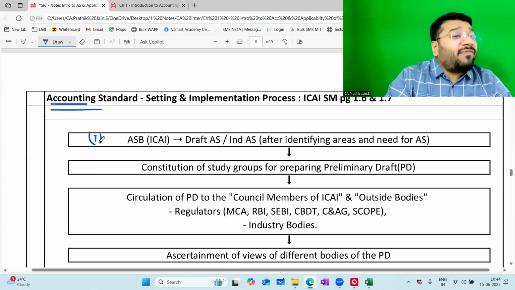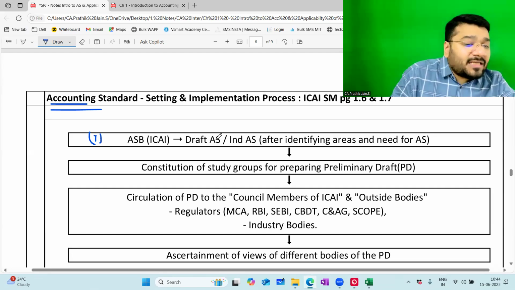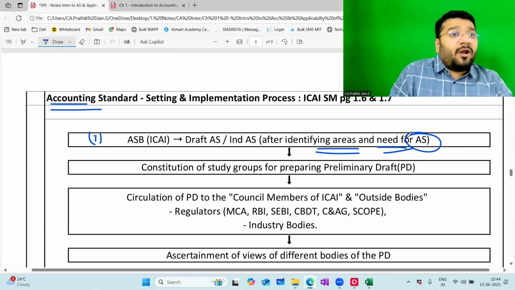So you first try to identify the areas where the problem is there. What problem is there? What is your concern? You come and tell me first. So first they will identify the areas where the problems are there and where there is a need of AS, whether there is a need of AS or not.